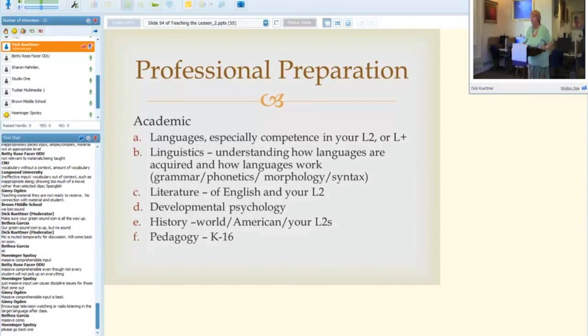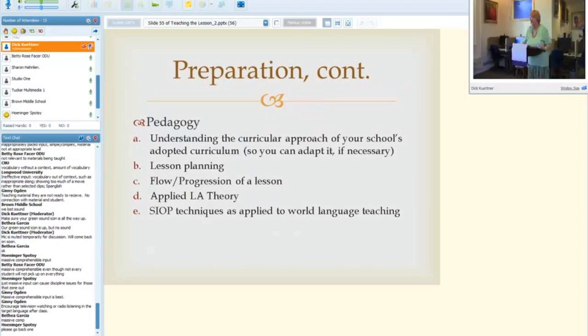You need to know the literature of English and of your L2. You need to know the history, our country, the L2's history. That's why I'm doing what I'm doing in the Culture Through Food class. We need to know pedagogy K through 12, not just K through 16, not just adult learners as well as the young learners.